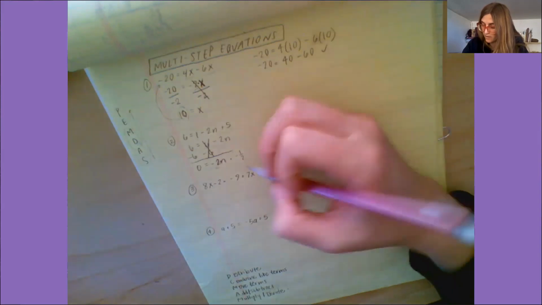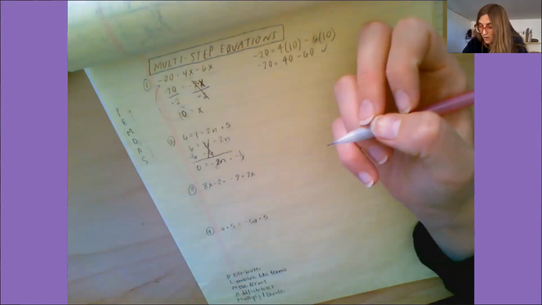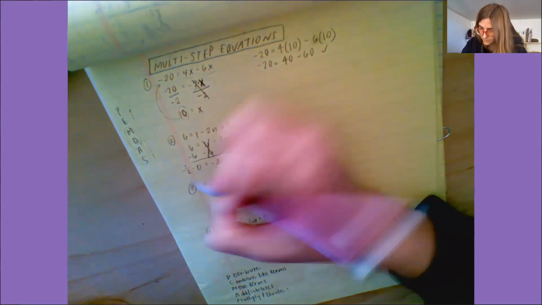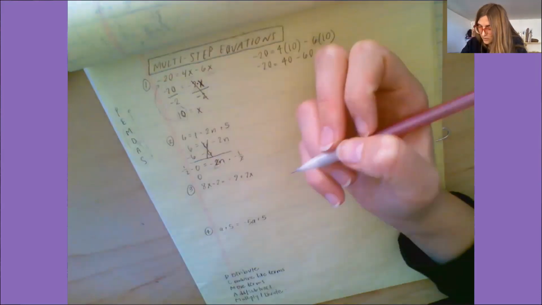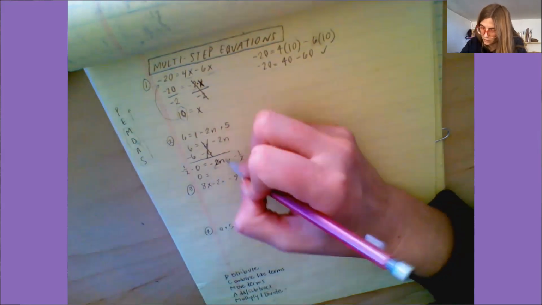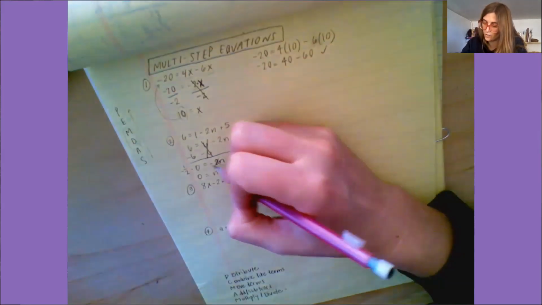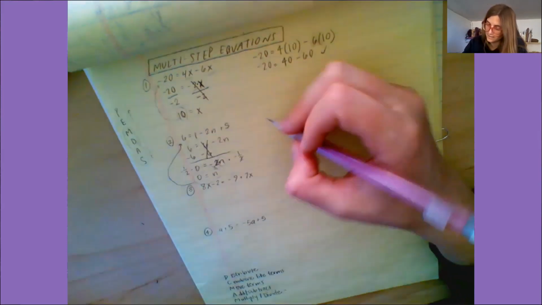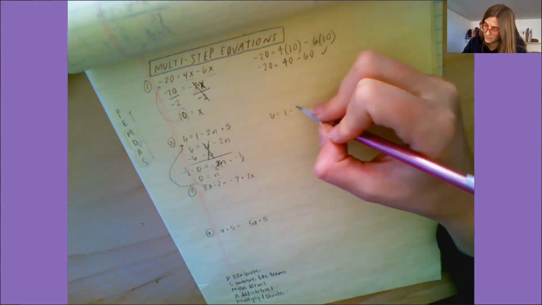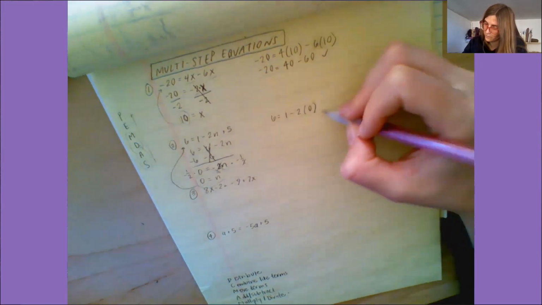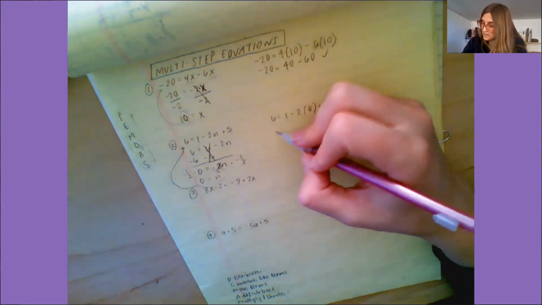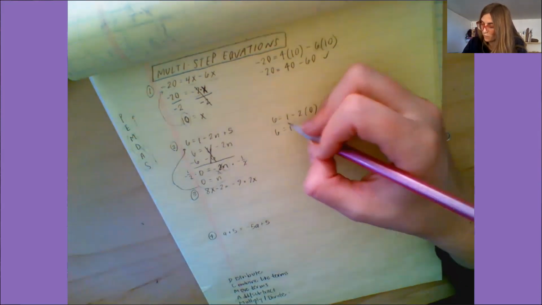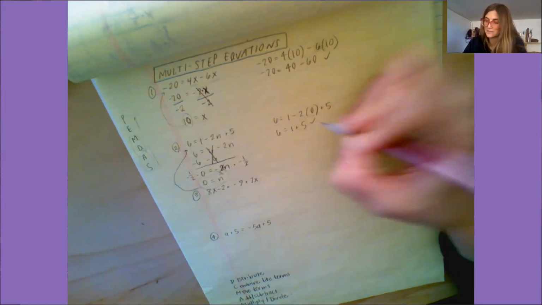Then those 2's will cancel out, and I also have to multiply this side by negative 1/2. This side becomes 0. And then over here, we're left with just n. So 0 equals n. And I can go back in and plug that in. So I'd get 6 equals 1 minus 2 times 0 plus 5. 6 equals 1 minus 2 times 0, that's just 0, so 1 plus 5. Yes, that's true.